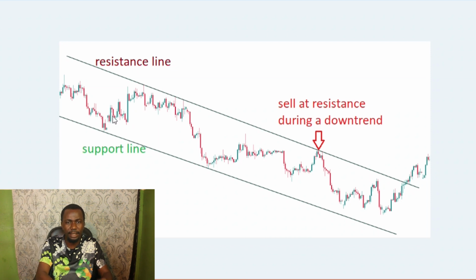So if the price tests it the first time, the second time, and the third time, you now place your sell trade, because when the price tests the trend line the third time, it tells you that the price is respecting the trend line, so you can now place your sell trade. So this is how you trade using the trend line. This is how simple it is. So we have shown you some examples.